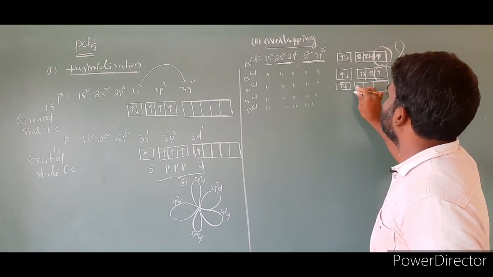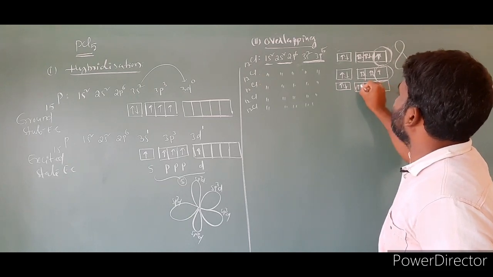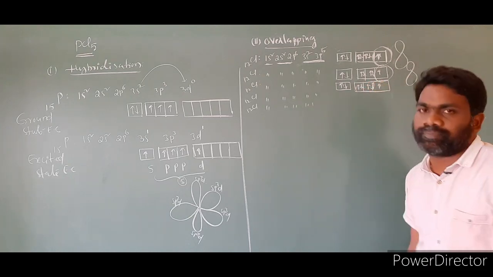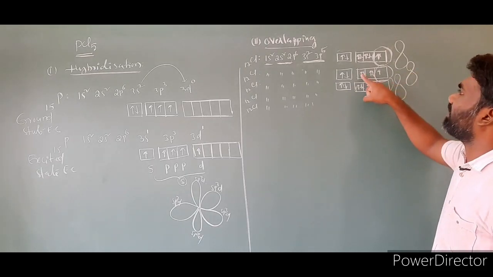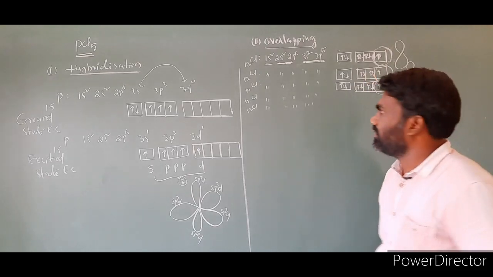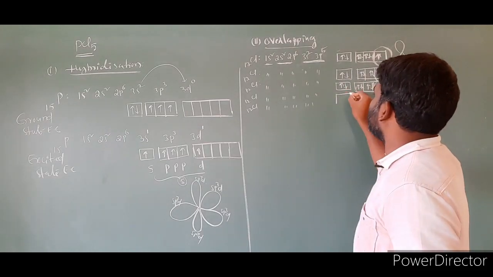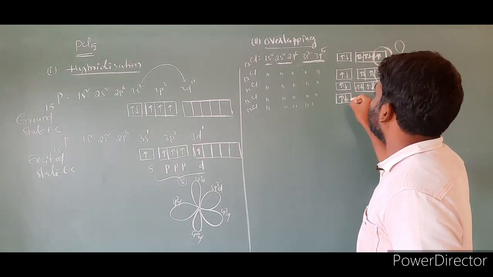1, 2, 3, 4 and 5. It also has one p orbital with a single electron. These are paired, this is with a single electron. And the remaining 2 chlorines are there.